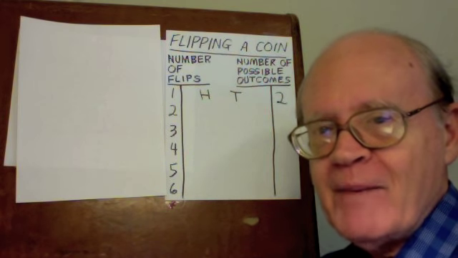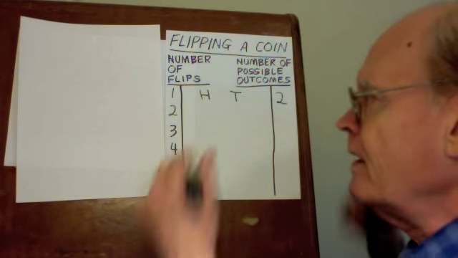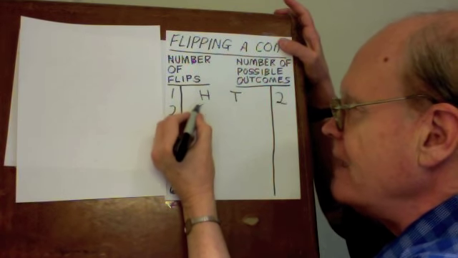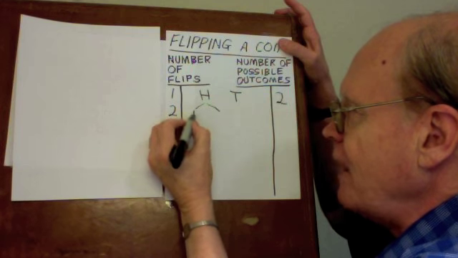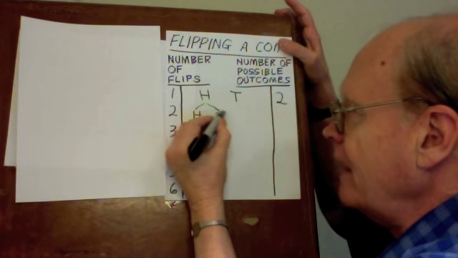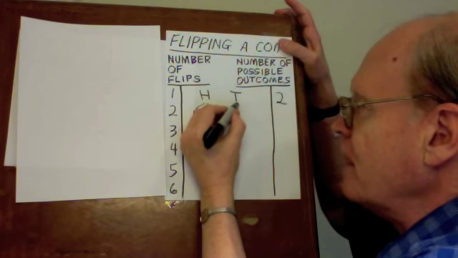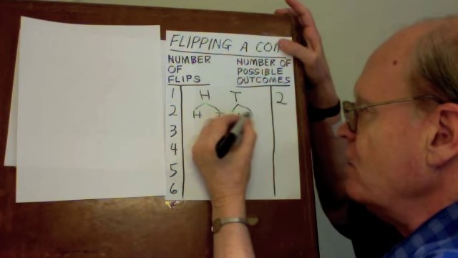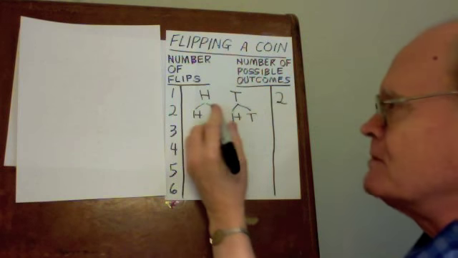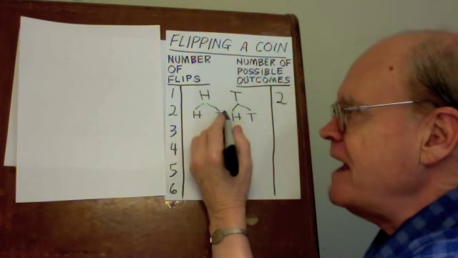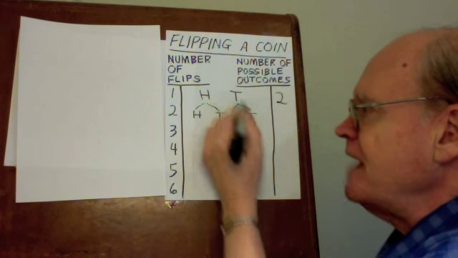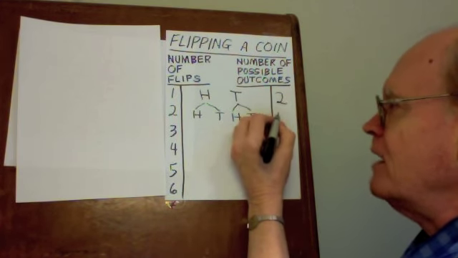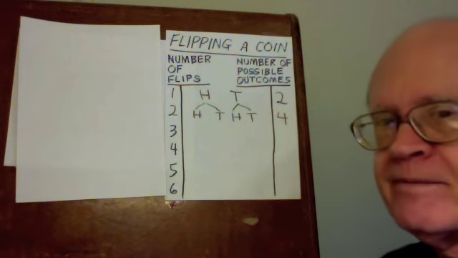If after that I flip it again, if it comes up heads first, it might come up either heads or tails after that. So I will branch out accordingly, like that. If it comes up tails the first time, it might come up the second time either heads or tails, which gives me these outcomes. Heads, heads, heads, tails, tails, heads, tails, tails. That's 4 possible outcomes, 4 possible sequences.